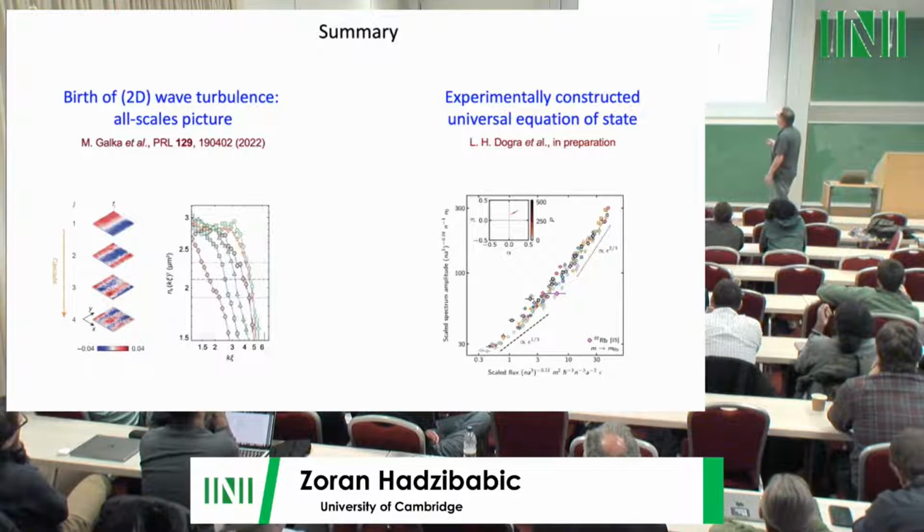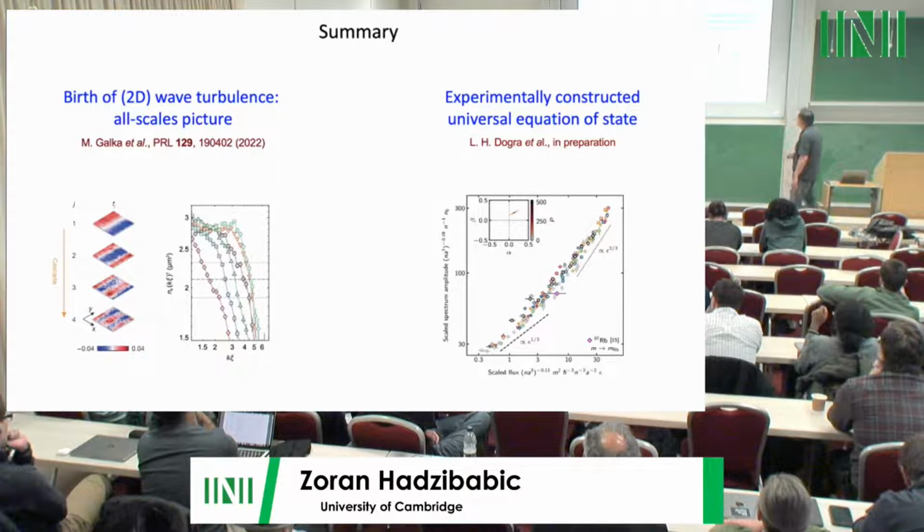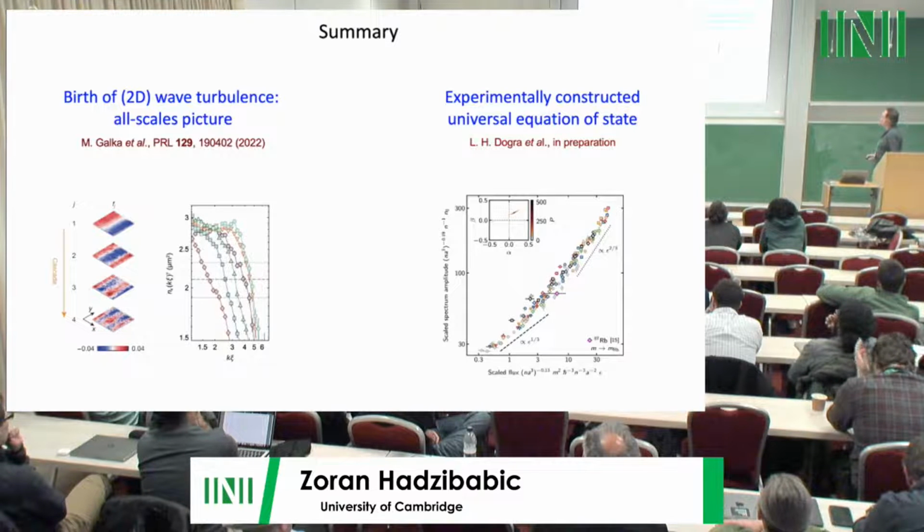I'm not sure how much I ran over time. So two stories: one is of seeing the birth of turbulence on all time and length scales, and the other is about experimentally constructing a universal equation of state.